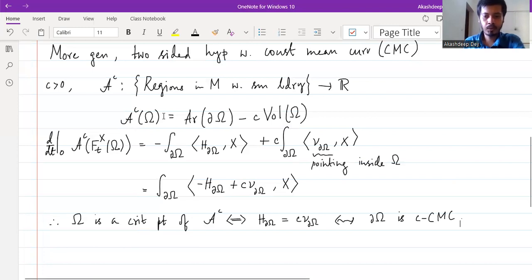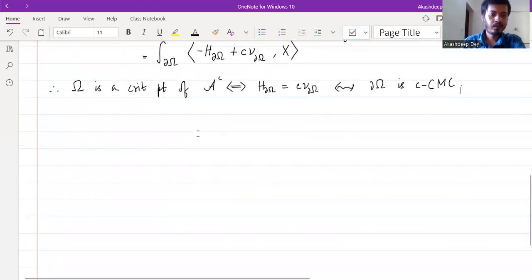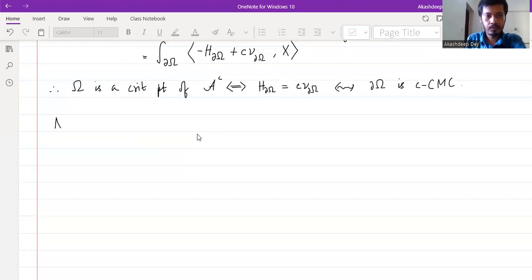Now I would like to talk about the min-max construction of closed minimal hypersurfaces and closed CMC hypersurfaces. But before that, I'll briefly talk about the min-max method in finite dimension. So let N be a smooth finite dimensional manifold, and f from N to R be a C2 function.